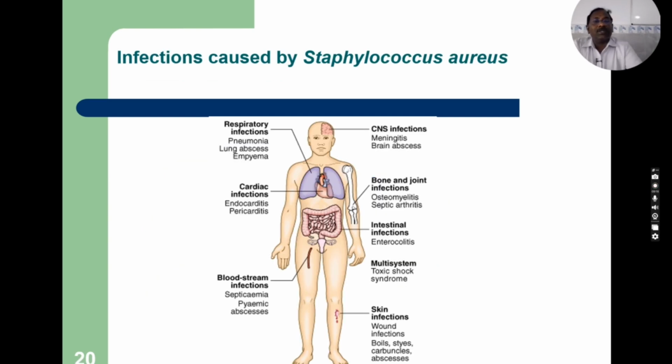The same thing here, if you see the brain, CNS, the meninges and abscesses, bone and joints, osteomyelitis, septic arthritis, intestinal infections, the enterocolitis, multisystem toxic shock syndrome, skin, the wound infections, boils, styes, carbuncles, abscesses, furuncles, cellulitis, etc. In the bloodstream, there may be bacteremia, septicemia, sepsis, cardiac, pericarditis and endocarditis, and respiratory, pneumonias, lung abscesses, empyema.